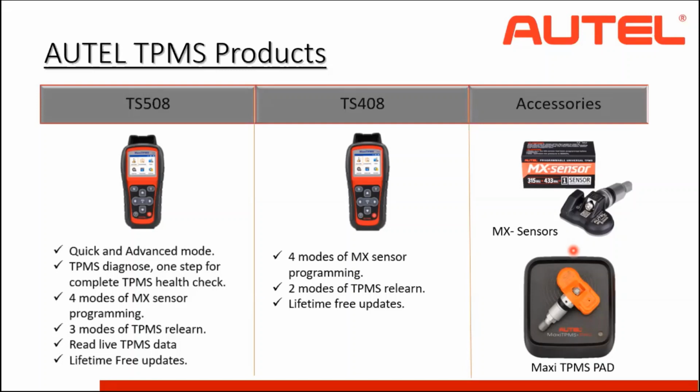Then the other one is the Maxi TPMS pad, also called the Maxi TPMS programming accessory device. It is a perfect tool for busy shops. It frees up your TPMS activation tools for important projects. You can attach this particular device, the TPMS pad, to your Windows-based computer. It's easy to use, and you can test and program universal Autel MX sensors quickly using this tool.